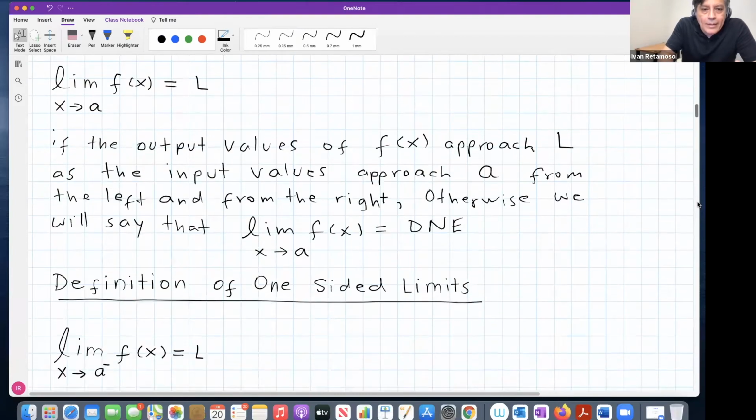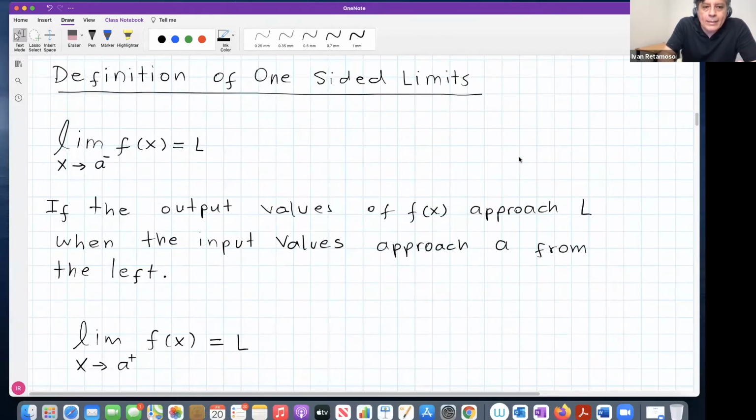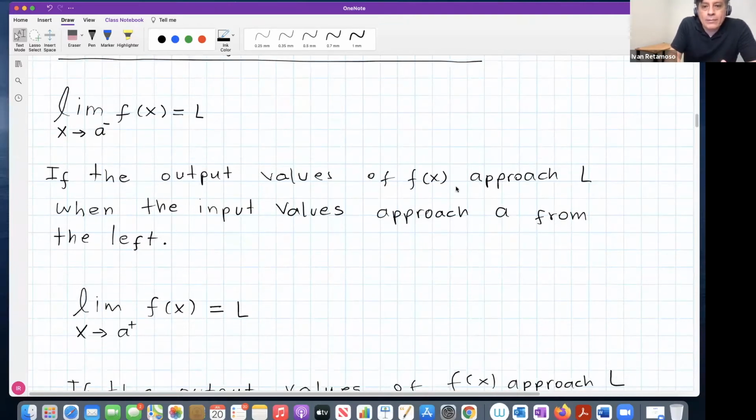Very good. All right, and the formal definition for one-sided limits: the limit of a function f of x as x approaches a from the left. How do you know this is from the left? Well, look at the negative sign on the top. This from the left is L if the output values of f of x approach L when the input values approach a from the left. Maybe I should highlight this for you to remember, guys, important, from the left.